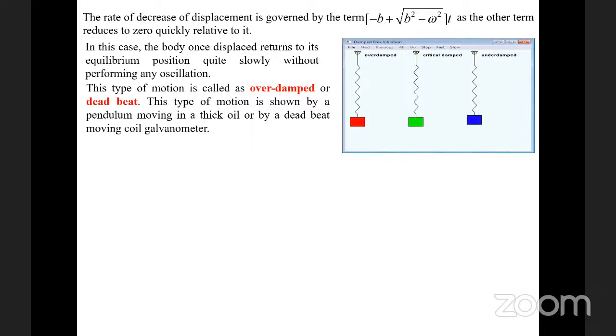The motion of a pendulum moving in a thick medium, or a deadbeat motion in a moving coil galvanometer, where a thick coil is to be considered. Thick coil means high viscosity. Whenever you consider high viscosity, if the pendulum is made to oscillate, it doesn't do any oscillations, because viscosity is more. If viscosity is less, it can do the oscillations.